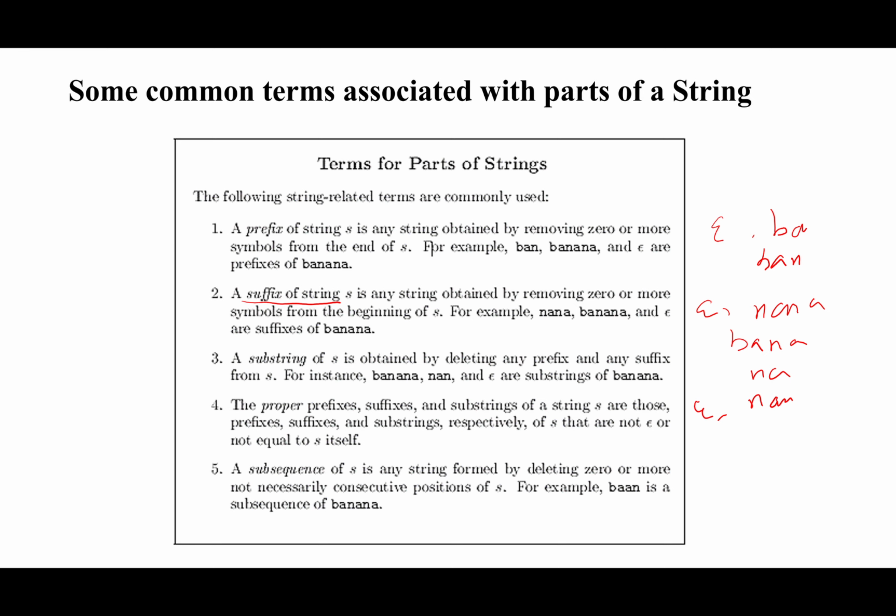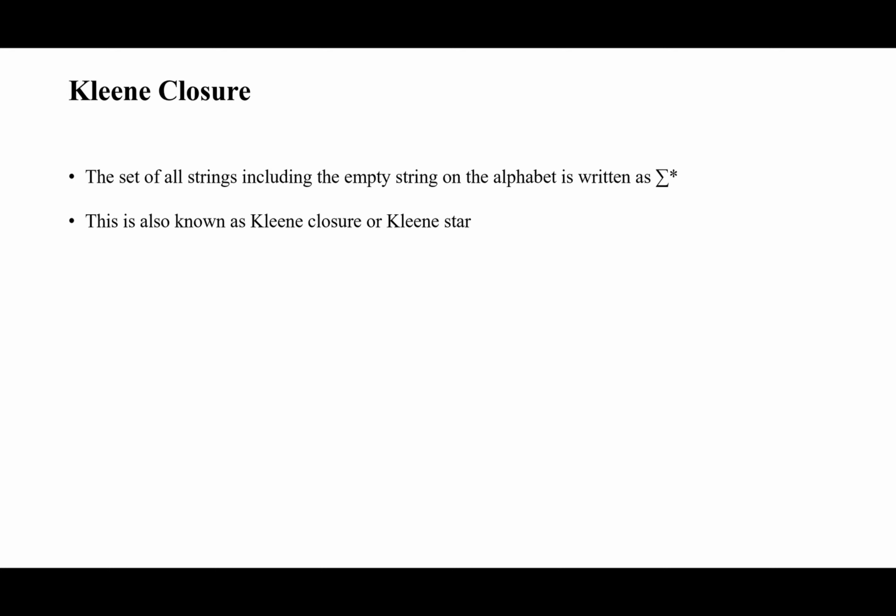And a subsequence of s is any string formed by deleting 0 or more not necessarily consecutive positions of s. So for example, ban is a subsequence of banana. Okay, so deleting 0 or more not necessarily consecutive positions. The next one is the Kleene closure.